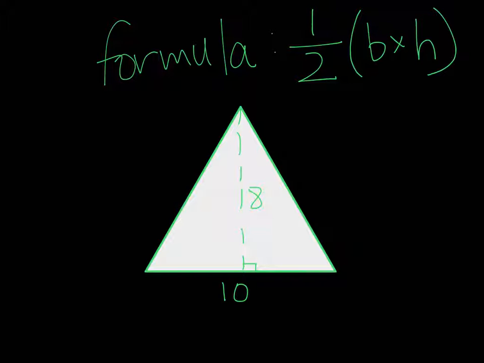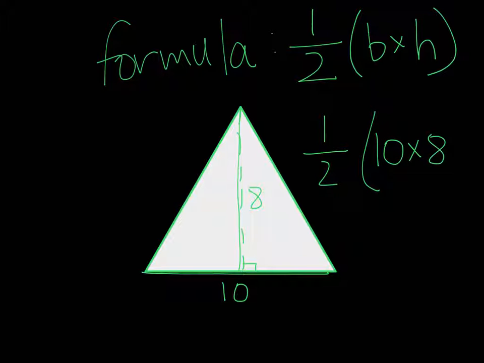So what they're trying to say is you take your base, multiply it times the height, and divide it by 2. Okay, so let's try that for this one. So our base is 10. Let's substitute it in this formula. Base 10 times height 8. Let's try to solve this.